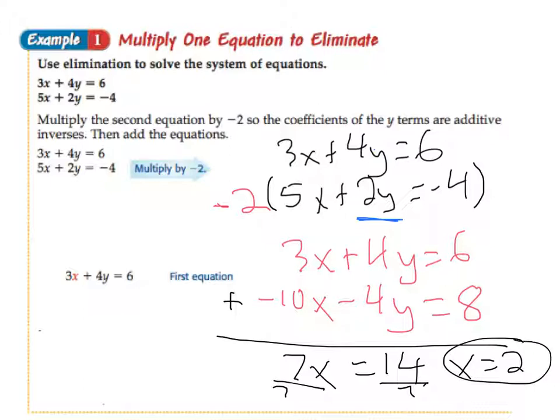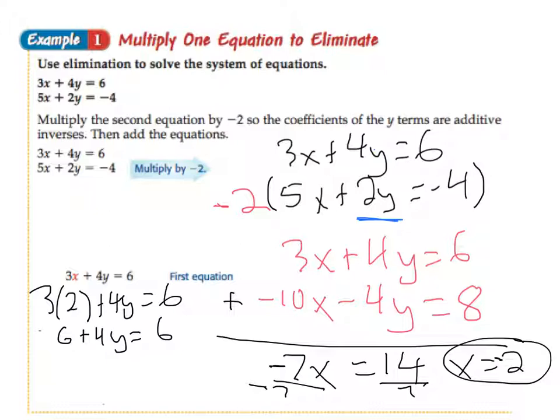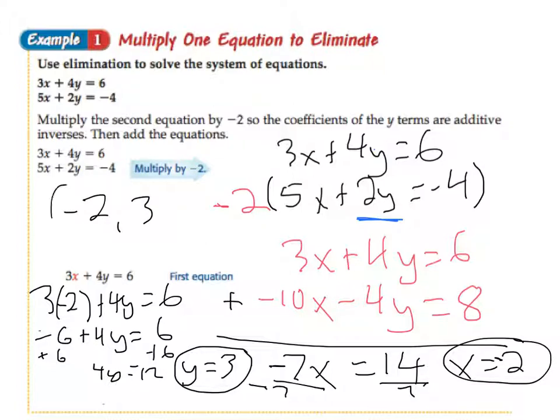Now that's one part of the answer. Remember the second part, we have to plug it back in to get y. So 3 times 2 plus 4y is equal to 6. We have 6 plus 4y is equal to 6. I messed up somewhere, didn't I, guys? This should be negative 7, this should be negative 2, so this should be negative 2. We should have negative 6. We add 6 to both sides. 4y is equal to 12. Divide by 4, y is equal to 3. Okay? So your final answer will be negative 2, comma 3.